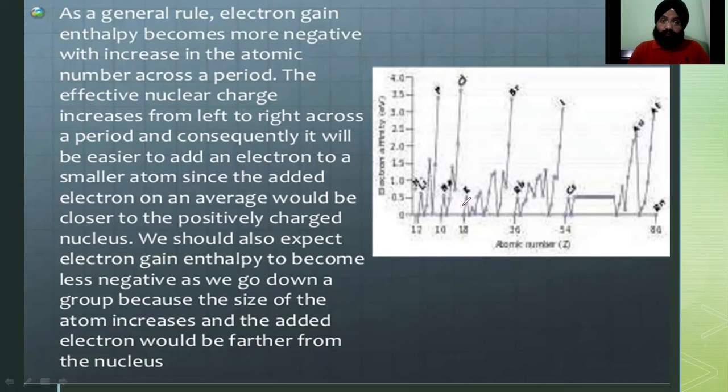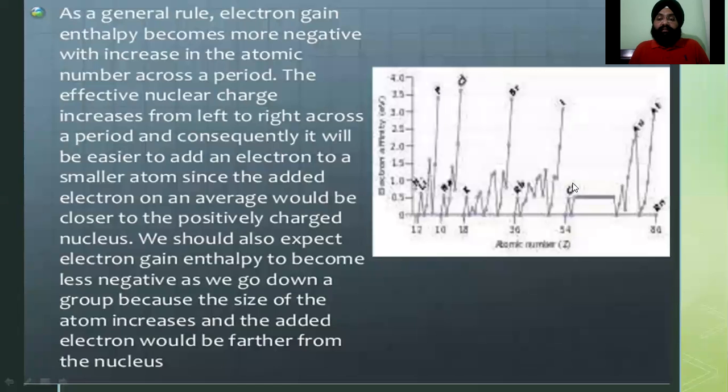Now, while going down the group, the size increases and nuclear charge increases, but the size overcomes the charge, and ultimately the effect of nuclear charge is less as compared to the increase in size, and the electron gain enthalpy becomes less and less negative down the group. So it becomes more and more negative while moving from left to right across the period, and down the group it becomes less and less negative.